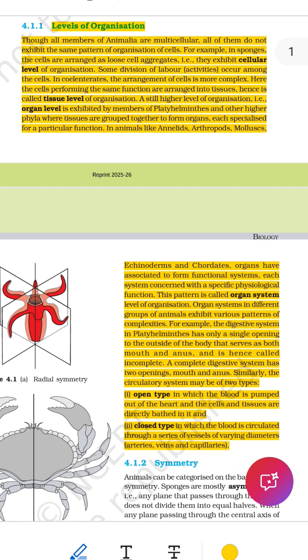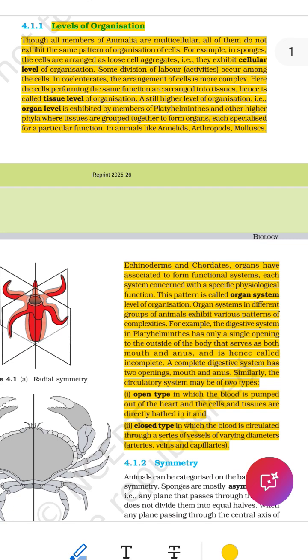Sure. Here's a great, deep and detailed summary of the topic, levels of organization in animals, in the most simple language so that even someone with zero background in biology can understand and remember it easily. Deepest detailed summary, levels of organization in animals. What does the level of organization mean? It means how animals are built, starting from the smallest parts, cells, to the biggest and most complex body systems.